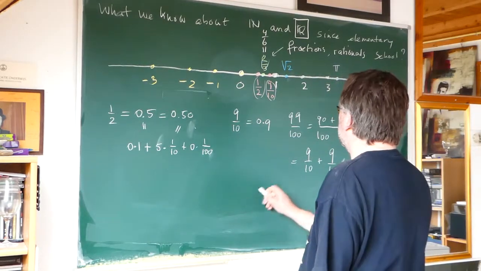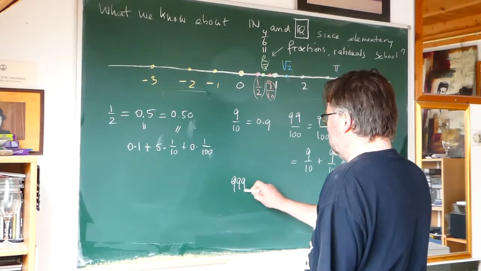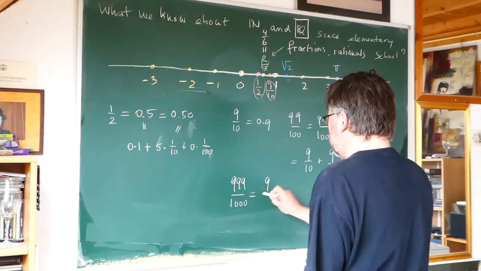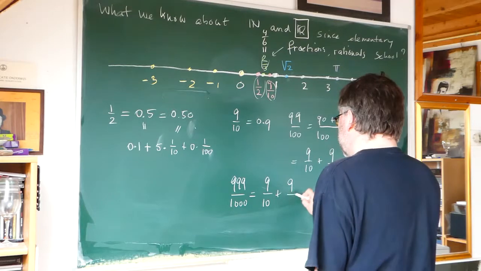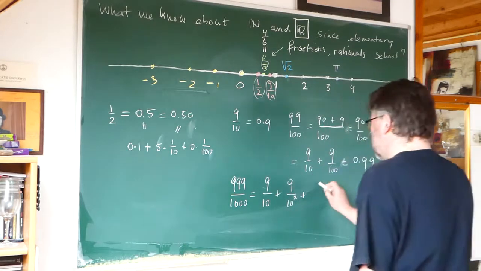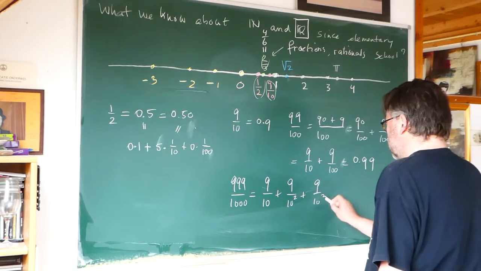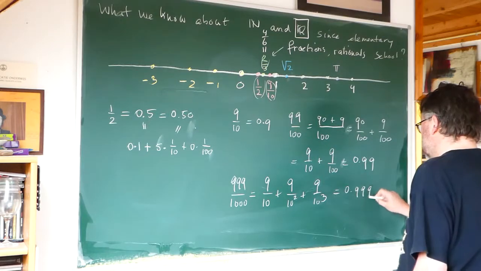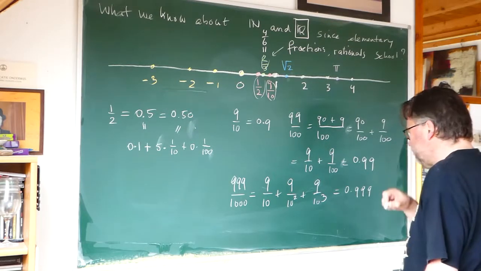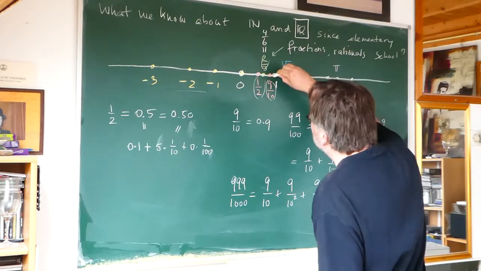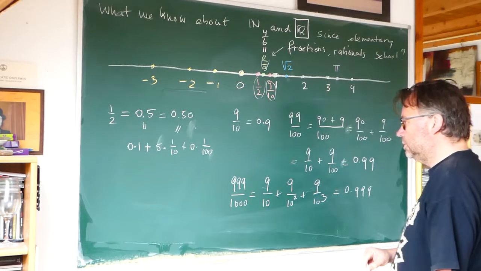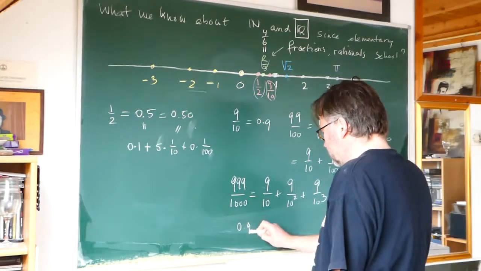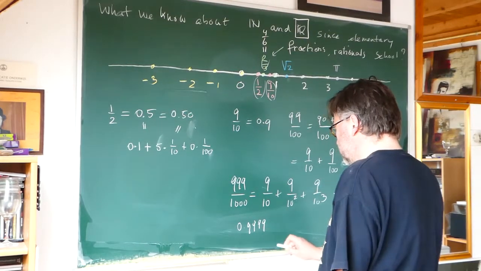I can go on like that. It's 9 over 10 plus 9 over 100, plus 9 over 10 cubed. So that's 0.999. That's over here, very close to 1. Okay, so 0.999 is another number.